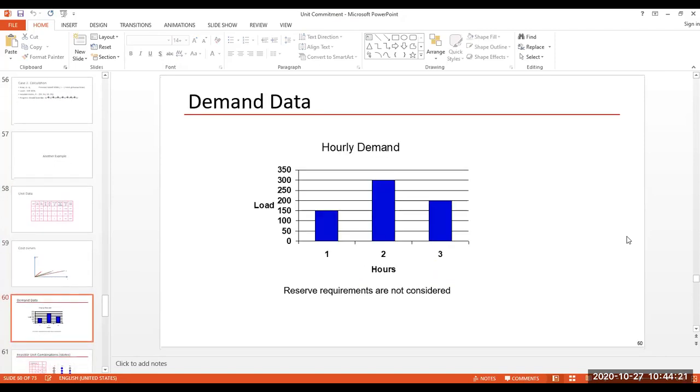This is the demand data. This example is only for a 3-hour duration. In hour 1, you have 150 megawatt demand. Hour 2 is increased to 300 megawatts. And in the 3rd hour, it is reduced to 200 megawatts. It is also mentioned that the reserve requirements, meaning the spinning reserve or offline reserves, we are not taking into account here in this example.